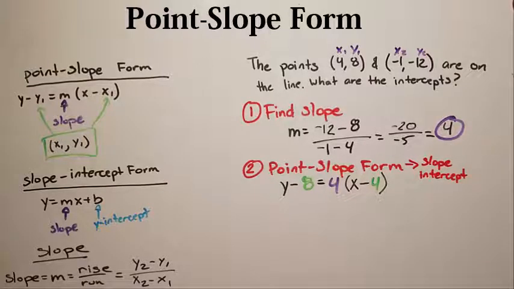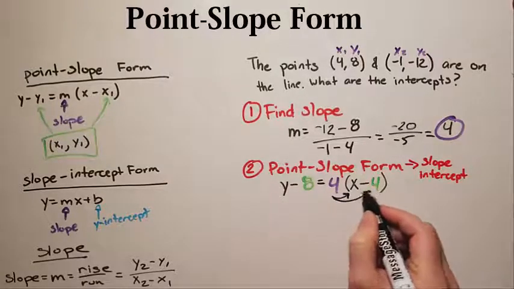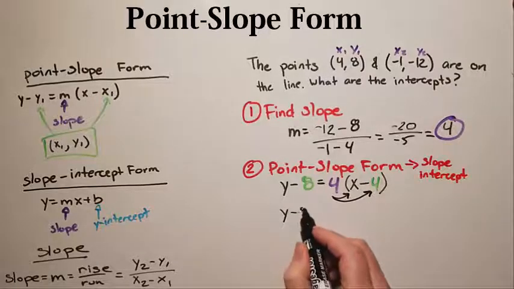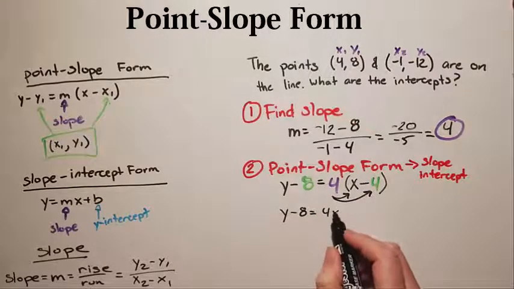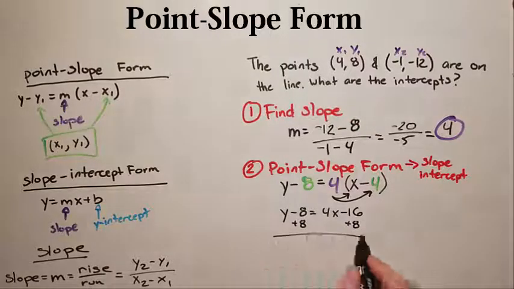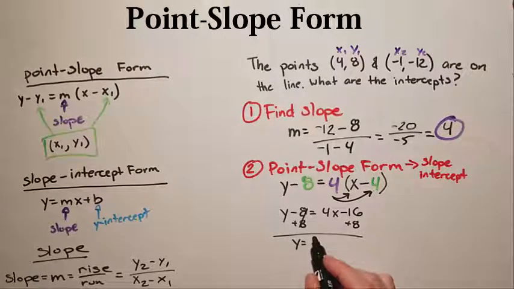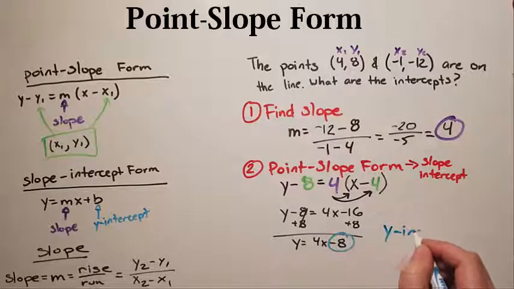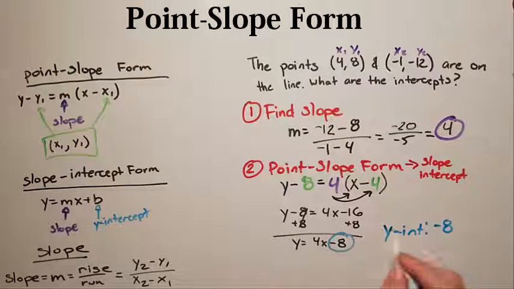So to change it into slope-intercept form, first thing I'm going to do is distribute the 4. So I have y minus 8 equals 4x minus 16. If I add 8 to each side, I end up getting y to be 4x minus 8. Now, if you remember from our earlier lessons, they're asking for the two intercepts. Well, I have one intercept, slope-intercept form. My y-intercept is negative 8. So I already discovered my y-intercept to be negative 8.